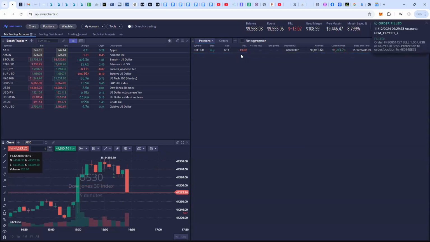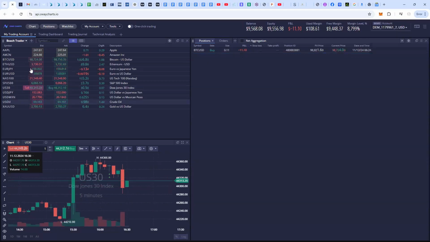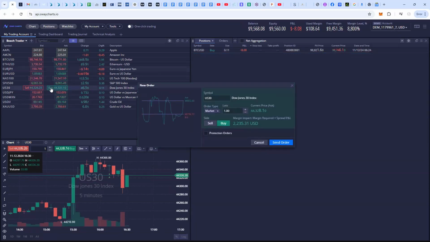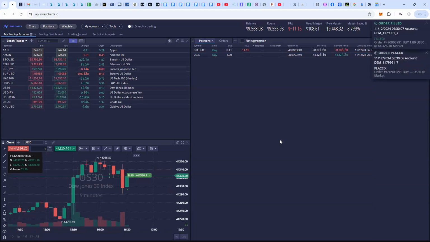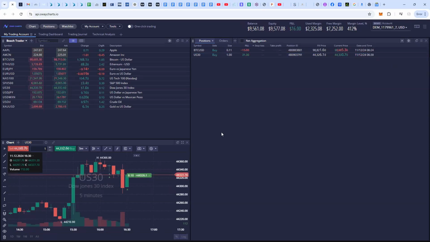Okay, so it just went the wrong way for the US 30. Let's get back in US 30. See how it went down really fast? Let's buy US 30. We're on demo account, so we want to buy US 30. And this time we're not going to be to where it just goes and gets out of the trade really fast. So it went down first in the opening bell. And now it looks like it's going back up. Here it is right here.